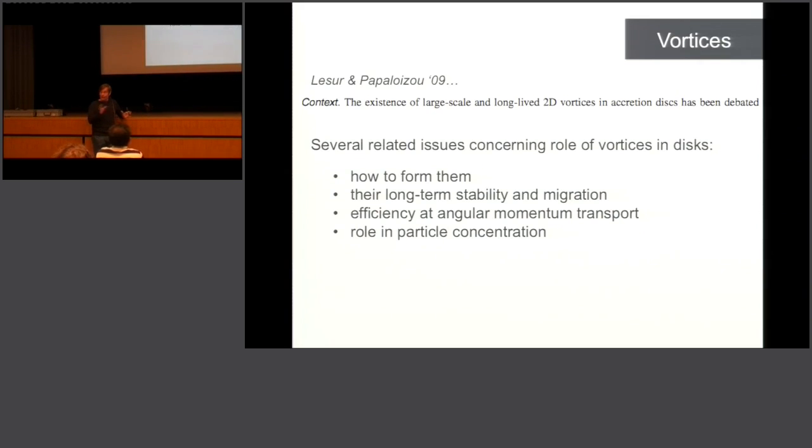Okay, so angular momentum transport associated with vortices is, if you like, a secondary feature of the vortices, associated with the fact that they tend to radiate waves. So how efficient vortices are at producing angular momentum transport turns out to be quite a subtle thing to look at. And then the purpose that we're most interested in today is the role they might play in particle concentration. And this is, as we'll see, maybe the most important role that vortices could have if they're present within disks.